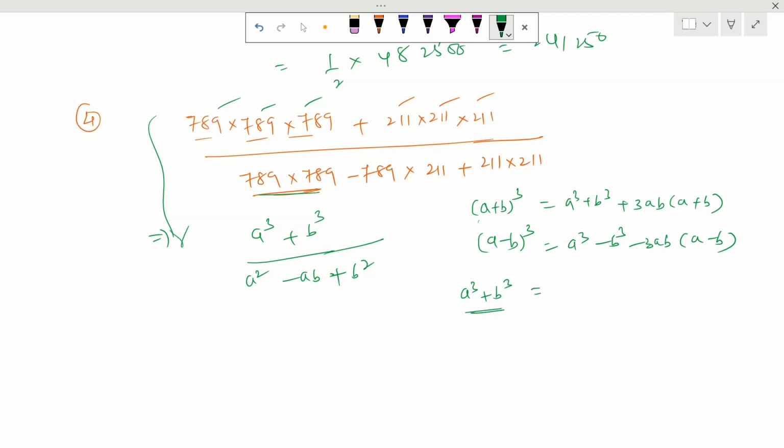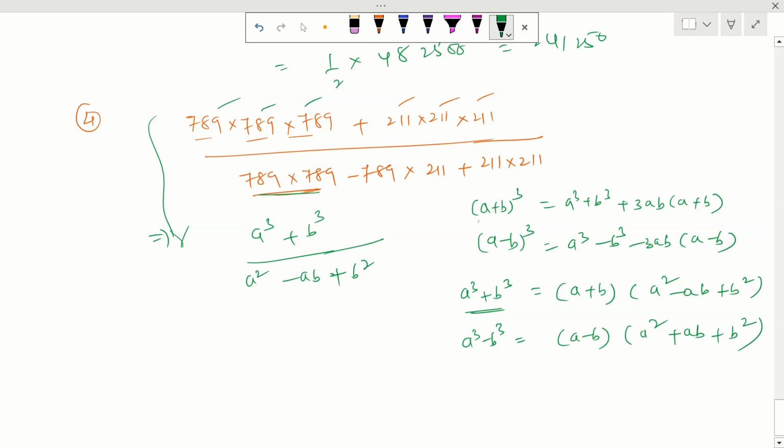And what is the formula for a cube plus b cube? It is a plus b, into a square, and when plus is given here, we'll have minus ab plus b square. And what about the formula for a cube minus b cube? Here a minus b is given, so we write a minus b as it is, and a square, and since minus is given, plus will come, ab.